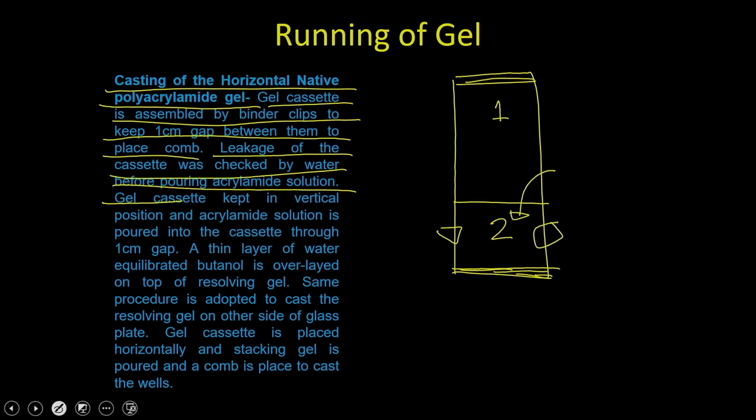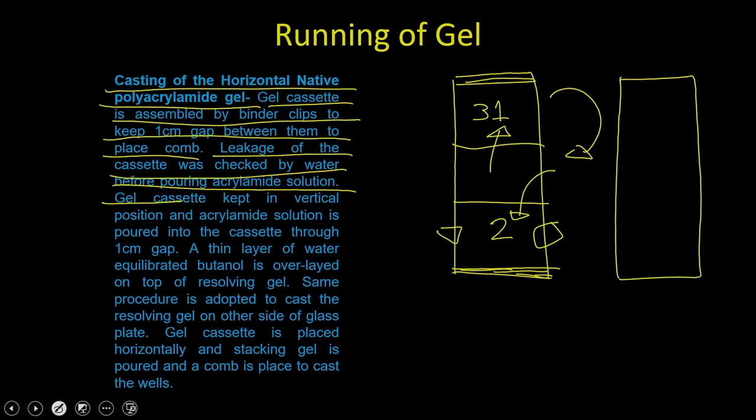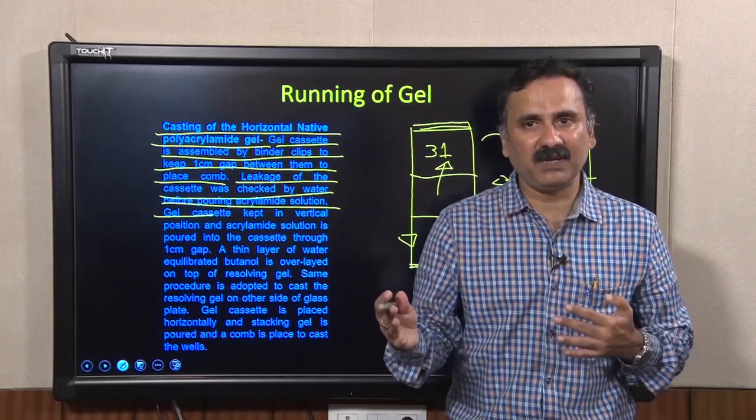Once it is polymerized, you rotate this, put number 3 on this side, bring it down, and pour again. So you can imagine that this is like this. Number 2 will go on top and number 3 will come at the bottom, and that's how you pour into this. So actually the casting is going to be a two-step event.